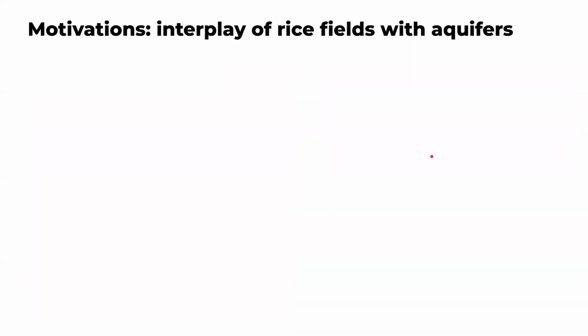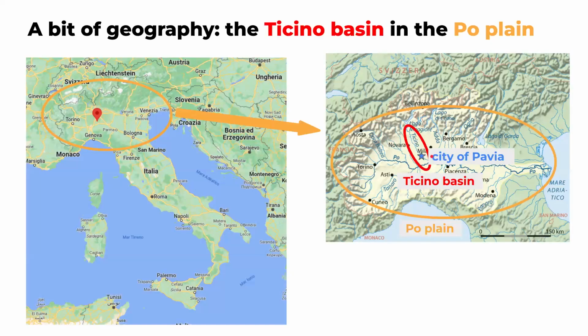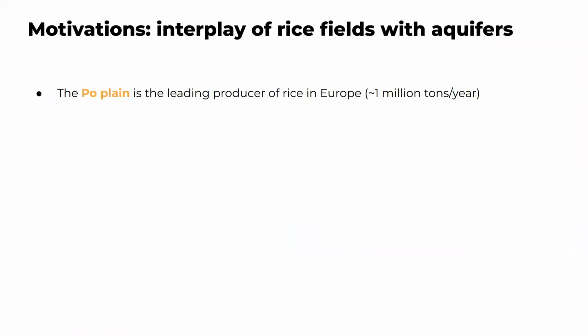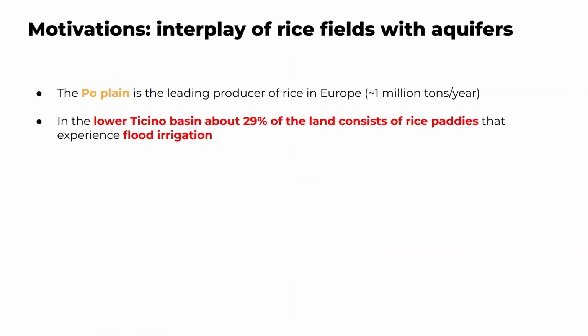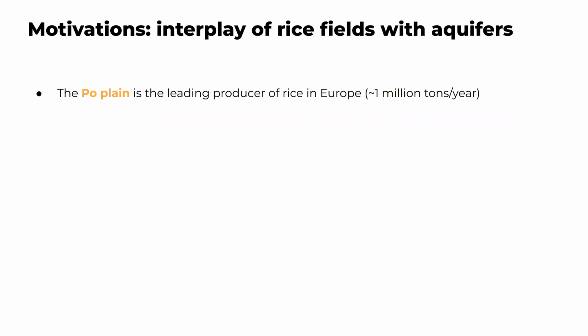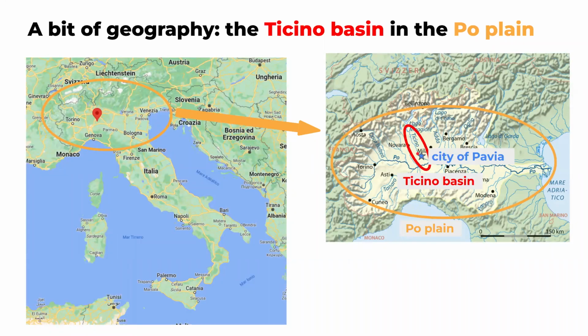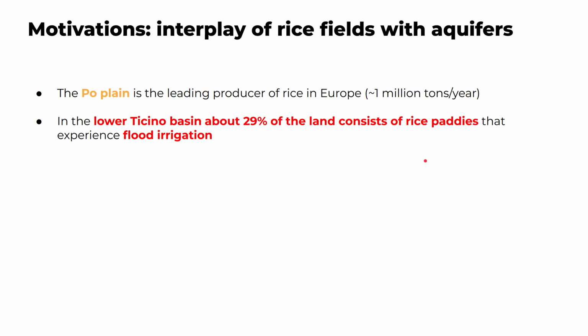And what is the motivation of the work? The motivation is that in general the northern Po plain is the leading producer of rice in Europe. Of course, it's not a production comparable to other big countries like China or India, but it's the largest production in Europe. In particular, in the lower Ticino basin, that is, from the city of Pavia to the River Po, this lower part of the red ellipse here, about 30% of the land consists of rice paddies that experience flood irrigation.